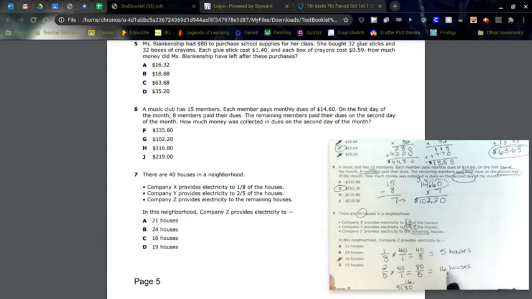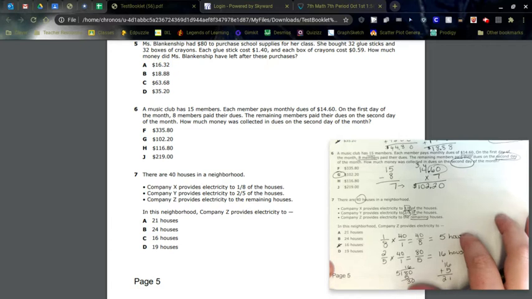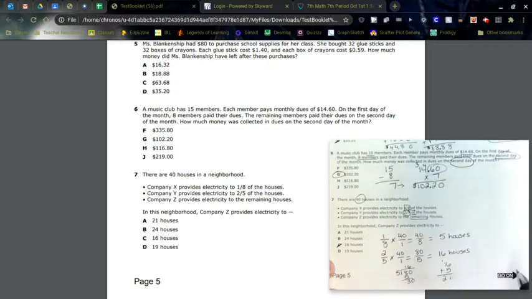Okay, so let's change. We got to add 16 plus 5, 11 to 21, and then we need to subtract it from 40 because I need to know how many are remaining. Okay, remaining. Borrow, 10 minus 1 is 9. 3 minus 2 is 1, so that's 19 houses. Okay, so that would be D, 19.